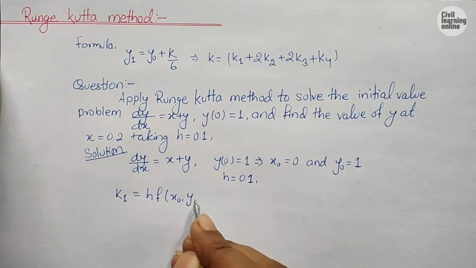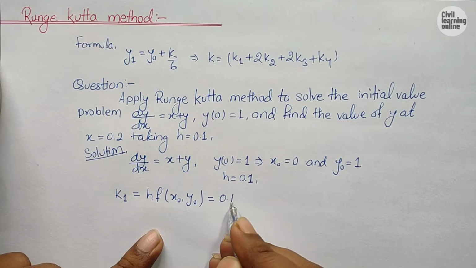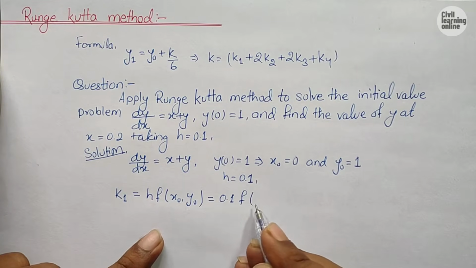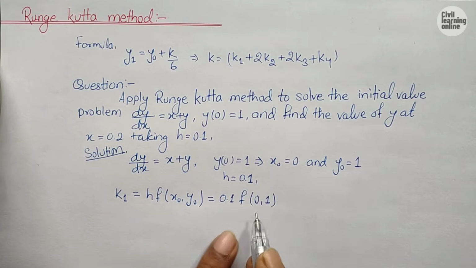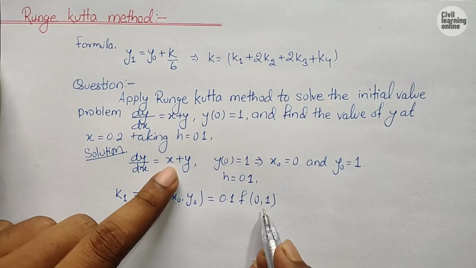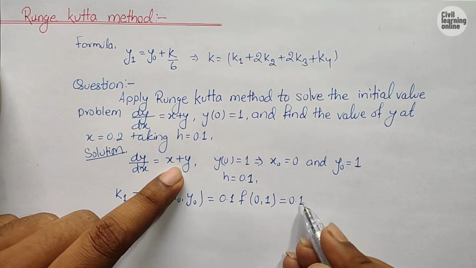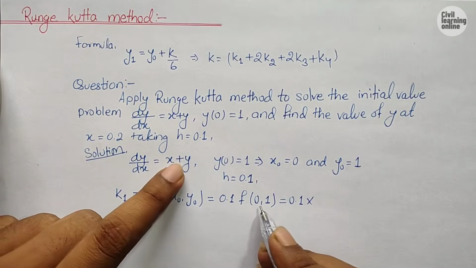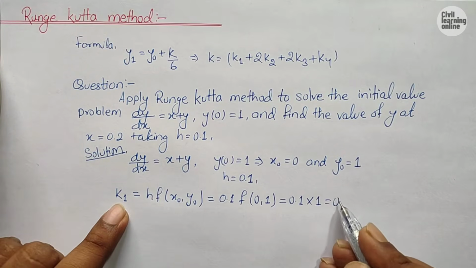So let us find the value of k1, and we have k1 equals h f(x naught, y naught), and the value of h is 0.1, f(x naught, y naught) means f(0, 1). Now put the value of x equals 0 and y equals 1 in the given equation dy by dx equals x plus y. So from here we will get 0.1 times (0 plus 1), which is 1. So we have the value of k1 equals 0.1.